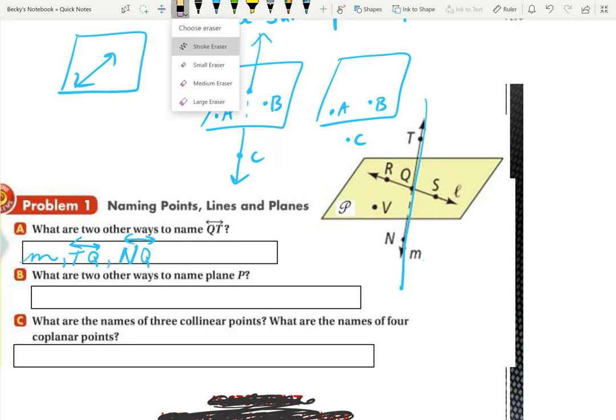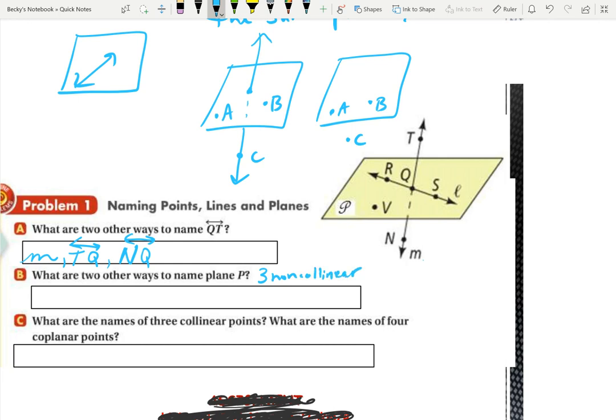Name 2 other ways to name plane P. Okay. So, technically, we need 3 points that are not in a line, and the vocab word is non-collinear. 3 non-collinear points. All right, so we've got to get used to these vocab words. We're going to use them all the time. So, let's start with V. So, V, R, S. Now, could those be in any order? Absolutely. You can just start scrambling these around. And if you want to get your answers this way, you can.